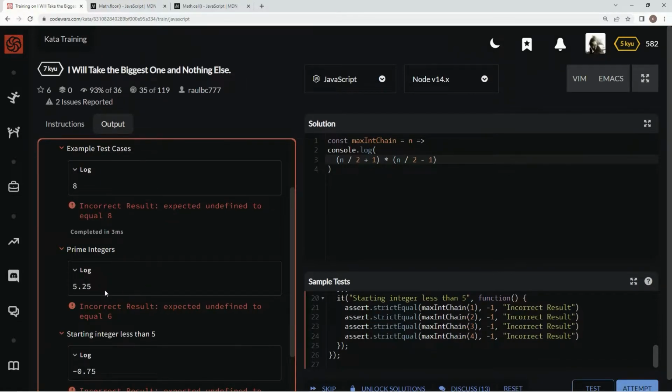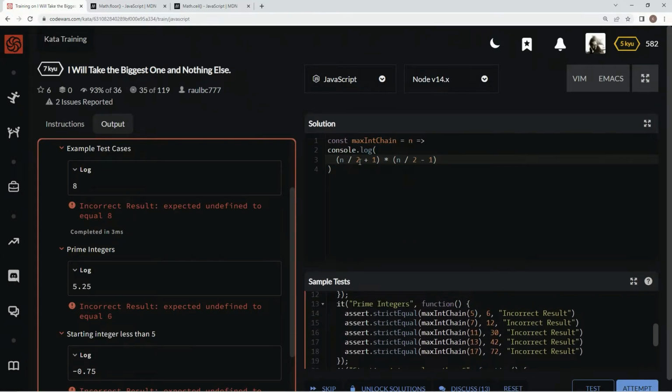So to combat this, we're going to make one of these the floor, and then this one's going to be the ceiling. Let's say it's 5. So it's 5 divided by 2, which would be 2.5, plus 1, which would be 3.5. Then we would do the floor of that, which would make it 3. So it would be 3 times, and then we do this one, the ceiling.